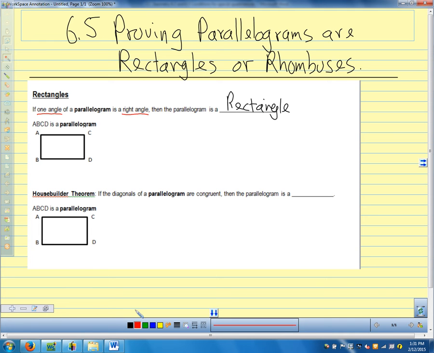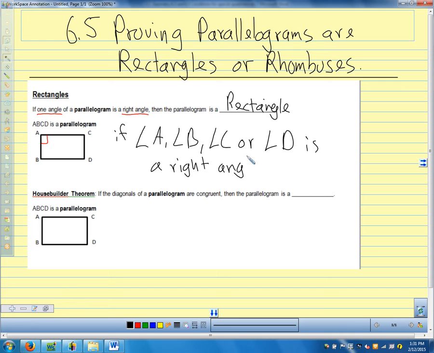And we could mark any angle on our shape. All we need is one. So I could say if angle A, angle B, angle C, or angle D is a right angle. All we need is one. And right angle means what? 90 degrees, just so we remember.